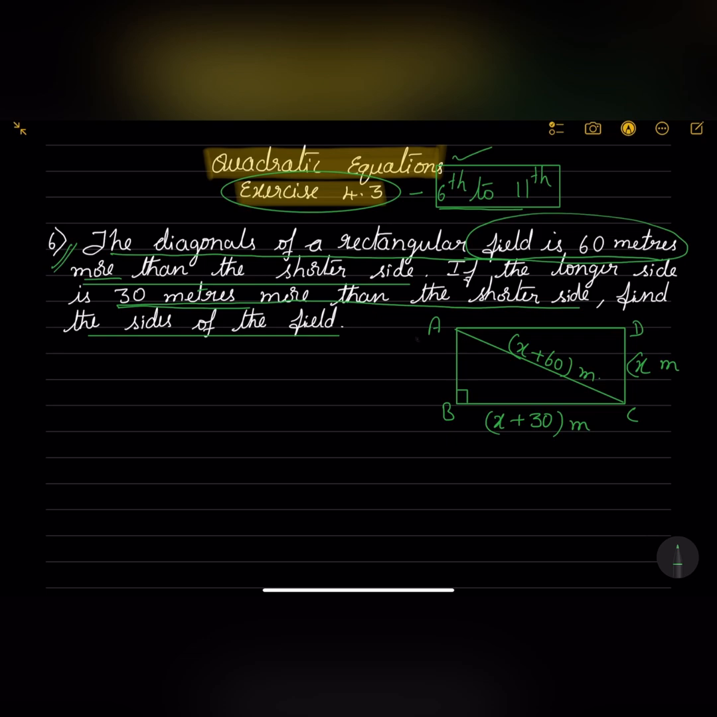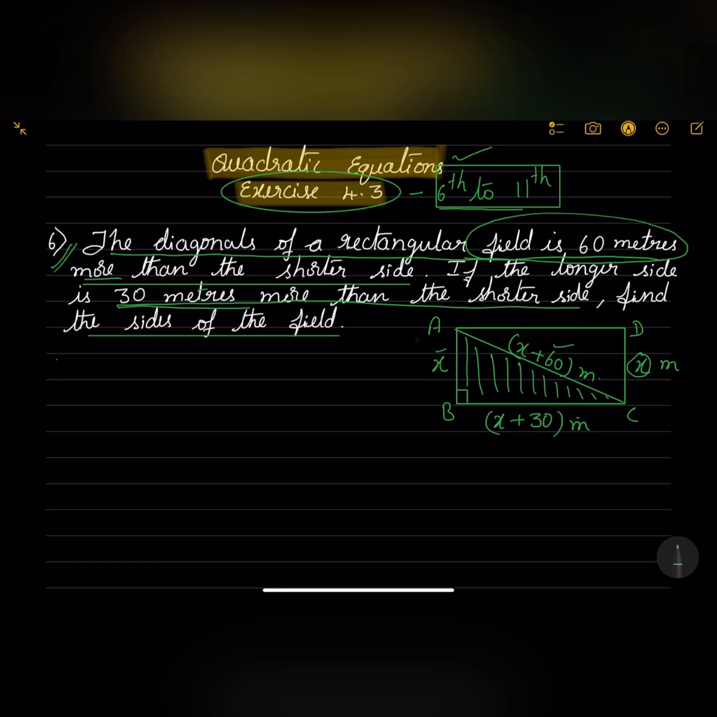So if this is x, then the opposite side of the rectangle will also be x. So AB is x. And we have all the sides of this triangle ABC, and we can apply the Pythagoras theorem and solve it. So let us write down the things here.